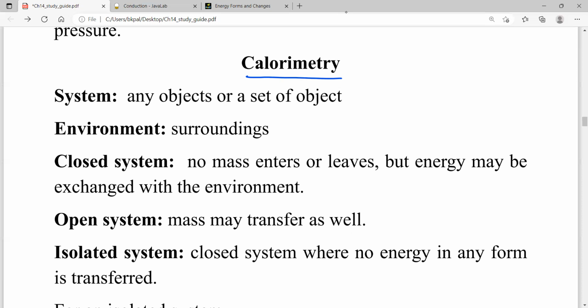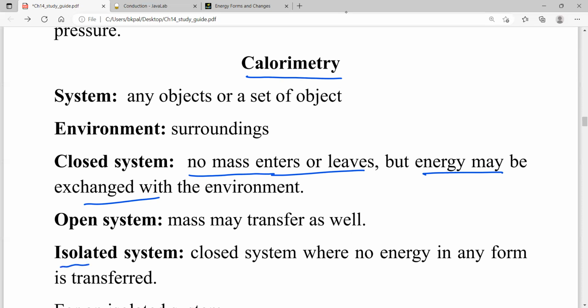Now, closed system. What is a closed system? A closed system means no mass can enter or leave, but energy can enter or leave. That is the closed system. Open system: mass and energy can go in and come out. So open system means it is free. Mass as well as energy can go in and come out.